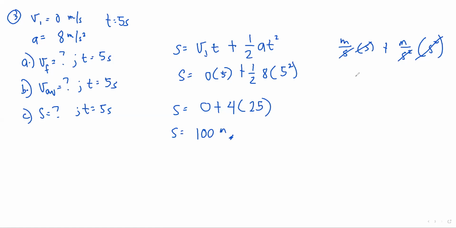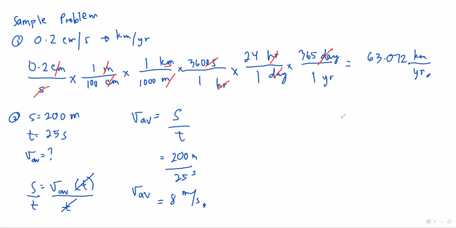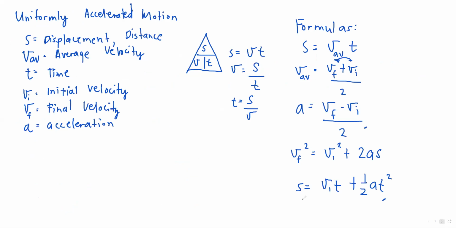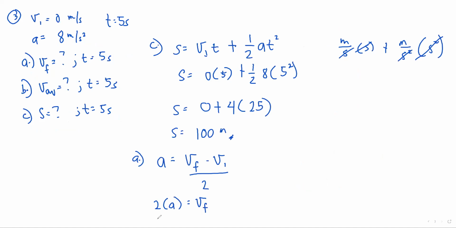So let's solve A. Okay, so C to. Next, A. So acceleration is equals to final velocity minus initial velocity all over 2. Okay, so we have initial and then final. So A, tama, di ba? Minus. Okay, so minus siya. So, ayan. So, 2A is equals to VF minus VI. So, 2A is equals to... ano to? VF na lang kasi minus 0.